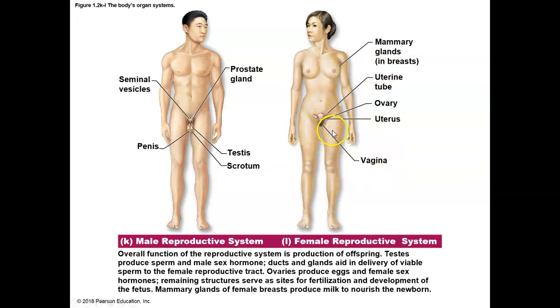The female reproductive system then consists of the ovaries, which produce the egg and secrete the egg into the uterine tubes, which then deliver the egg to the uterus. It's in the uterine tubes where fertilization will occur, if it will occur. And then in the uterus, that's where we would implant the egg if fertilization occurs.